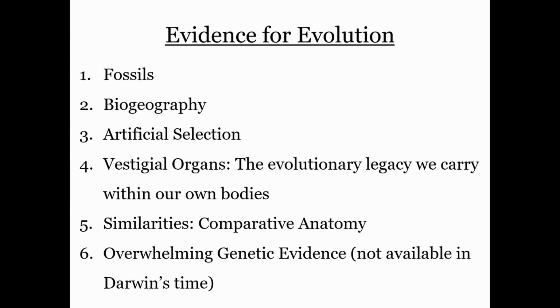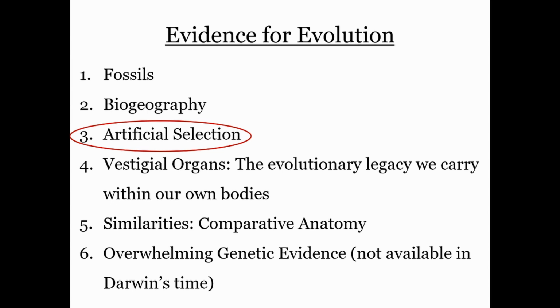So what is the evidence that we have out there for evolution? We have fossils, which are the remains of ancient organisms. We can look at the biogeography, artificial selection, vestigial organs or structures, similarities between different organisms called comparative anatomy, and genetic evidence. It's important to note genetic evidence was not available in Darwin's time, but we do have access to that now, so we're still going to talk about it.